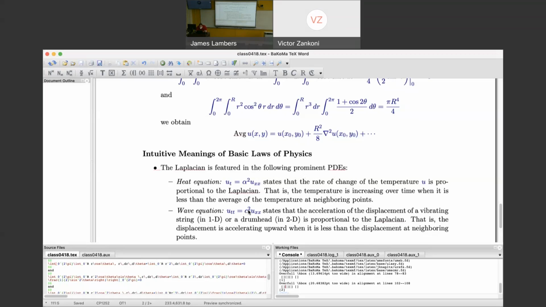For the wave equation, then, we're dealing with a vibrating string, for instance, if we're in 1D, or a drum head, which is in 2D. So think about the vibrating string case. If the displacement at a certain point is less than the displacement at neighboring points, then the string is going to accelerate upward because the second derivative will be positive, you'll have concave up. Then utt, which is the acceleration, will also be positive.